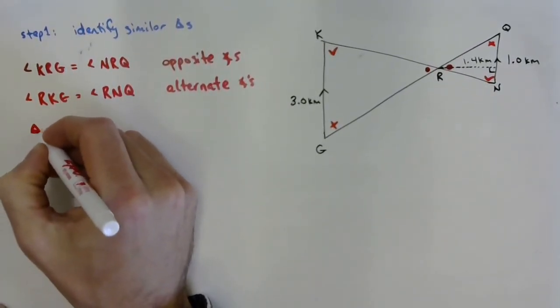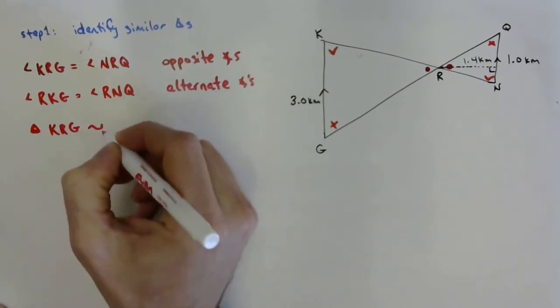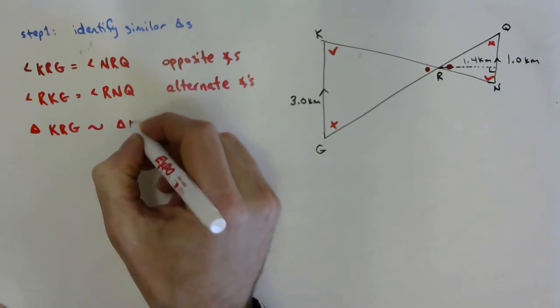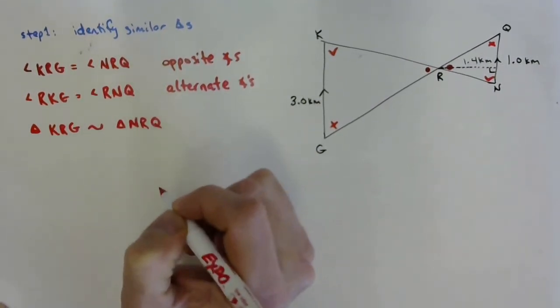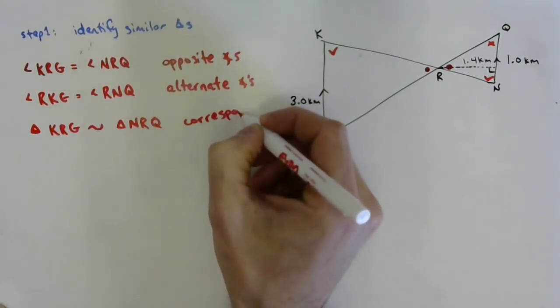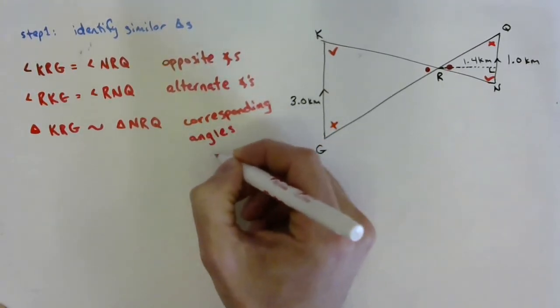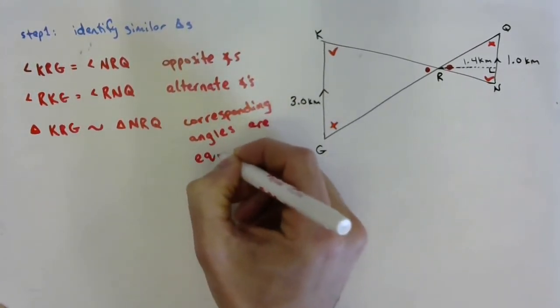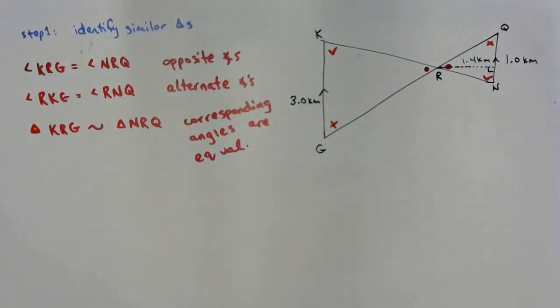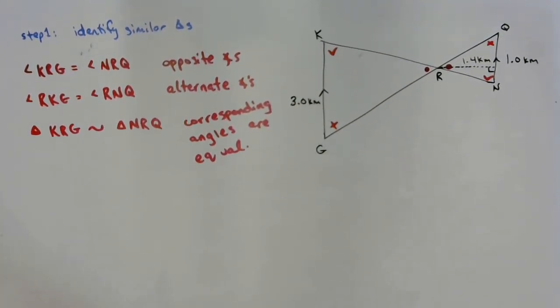That triangle KRG is similar to triangle NRQ. How do we know? The reason: corresponding angles are equal. This is going in the garbage later. Okay, so since they're corresponding, we can then identify the scale factor.